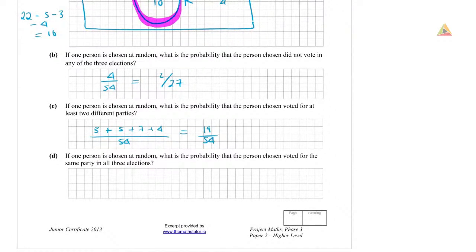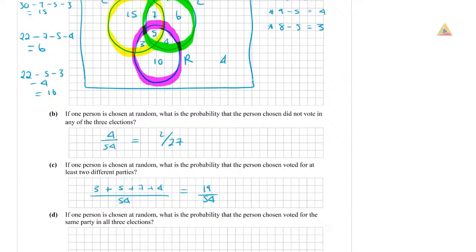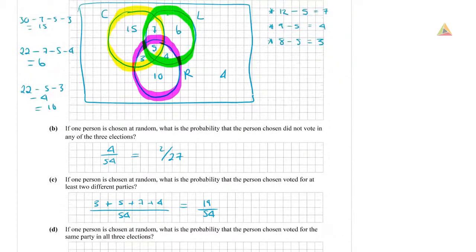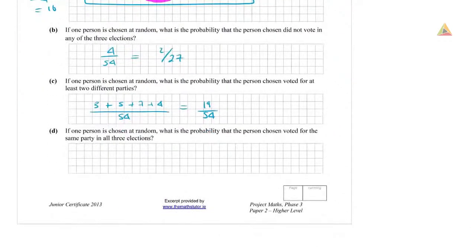So let's look at part D. If one person is chosen at random, what is the probability that the person chosen voted for the same party in all 3 elections? So we're going to add together all of the people that voted for one party only. So that would be 15 plus 6 plus 10. So I'm just going to add them together. So it's going to be 15 plus 6 plus 10. And again, it's out of a total of 54. So if you put that into the calculator, you will get 31 out of 54.